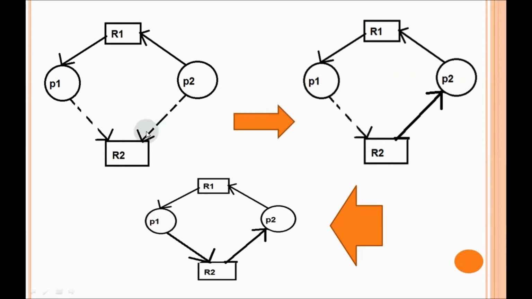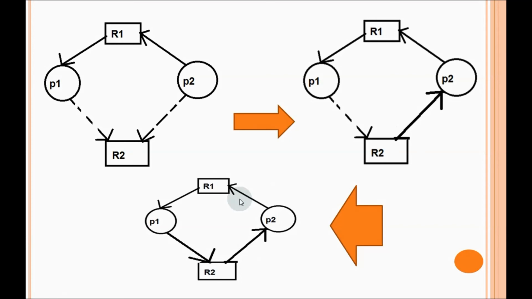First, what happened? P2 requested R2. Assume that R2 is free. So what did the OS do? It allocated R2 to P2. You can see. At the same time, if P1 requests R2, this claim edge is converted into a request edge. So see, this is not possible. It will result in a deadlock. You can see, if a cycle is there in the graph, what does it mean? Deadlock is there. When you allocate R2 to P2 and at the same time P1 requests R2, it will lead to the deadlock.